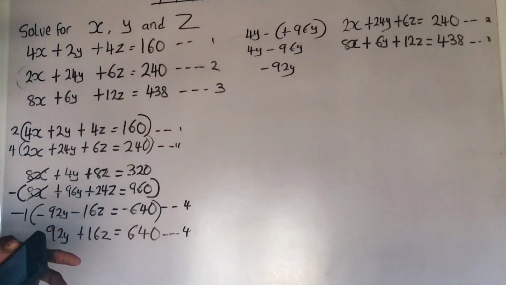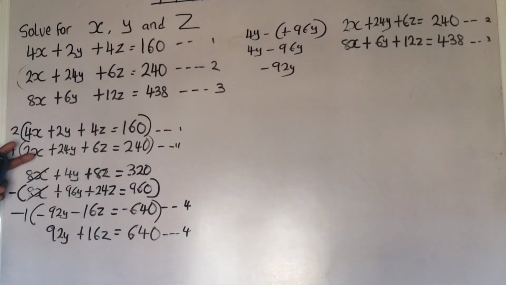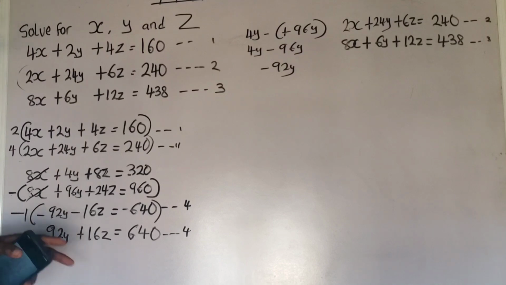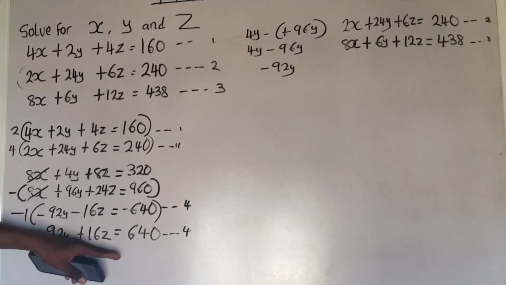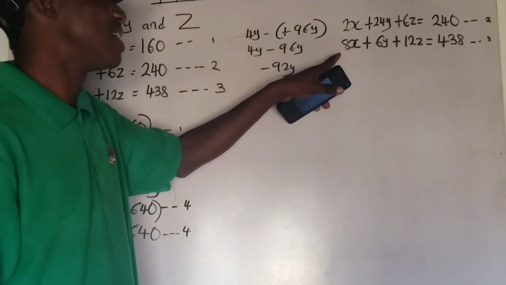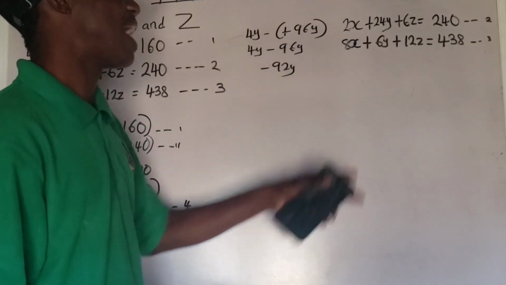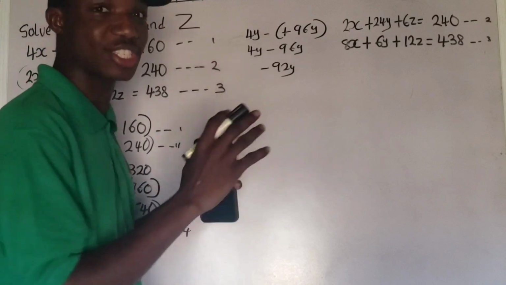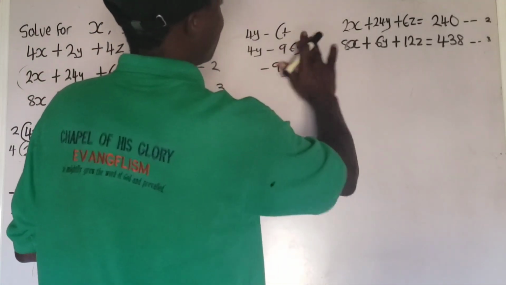You see, the unknown that you eliminate in the first and second equation must be the unknown that you're going to eliminate when you take another two equations. You understand? We eliminate the value of x here and we got this equation. We are still going to eliminate the value of x in both equations to get another equation. Just pay attention, you are going to understand.